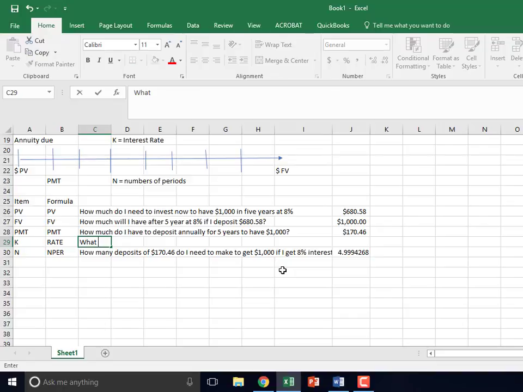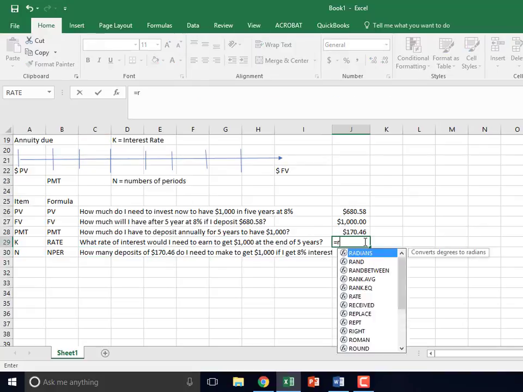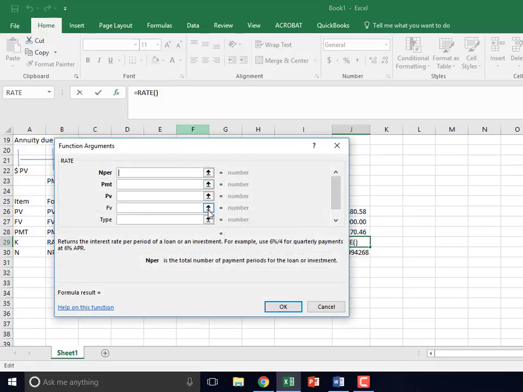Okay, finally, we have an interest rate. So what rate of interest would I need to earn to get $1,000 at the end of 5 years with this deposit of $680.58? So in this case, I'm solving for the rate in this problem. So that is the rate function. Pull this up. I have 5 years. I have a present value. This is how much I'm going to deposit, $680.58.